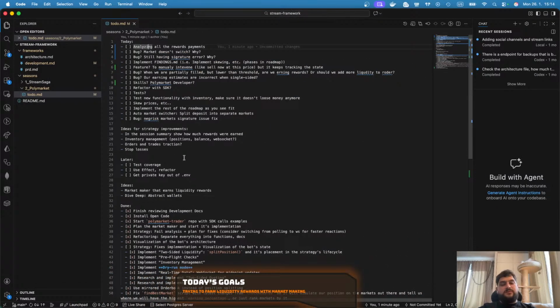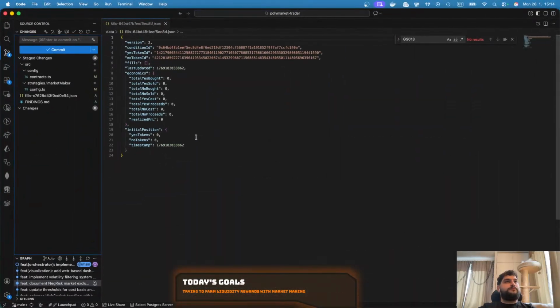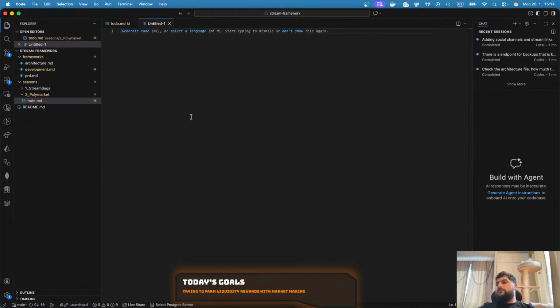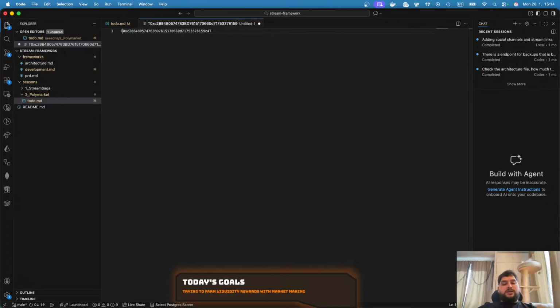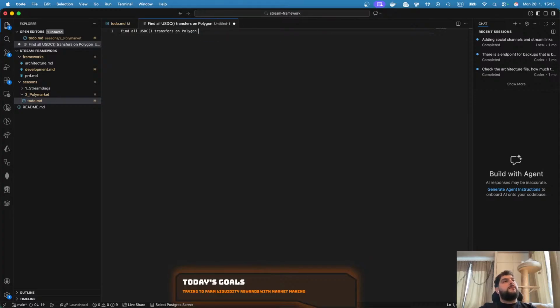Okay, so let me write it here first. Okay, this address sends, or wait, basically let's do it like this. Just find all USDC transfers on Polygon, or we can even specify the address here. Outgoing from this address.